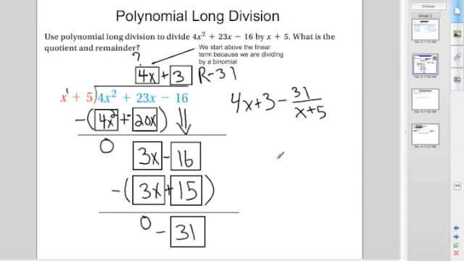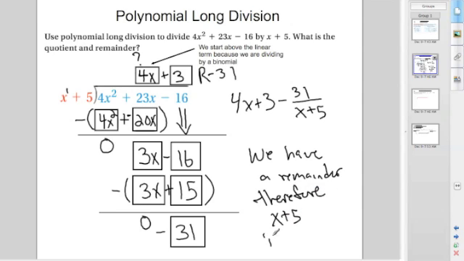Since the remainder is not equal to 0, 4x plus 3 is not a linear factor, and neither is x plus 5. In other words, we have a remainder. Therefore, x plus 5 is not a linear factor. That means x plus 5 cannot go into 4x squared plus 23x minus 16 evenly.